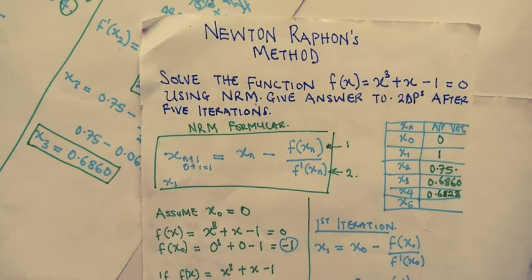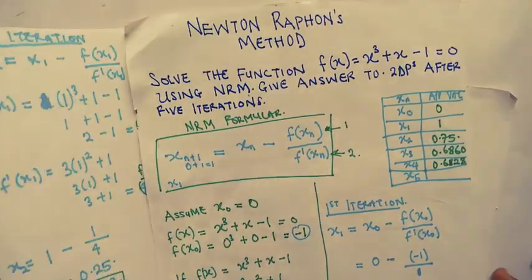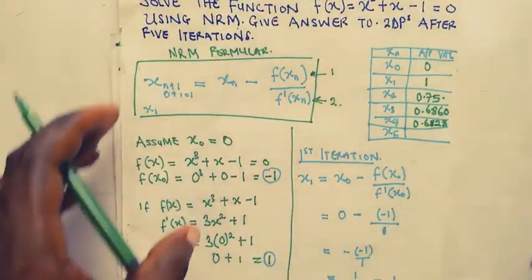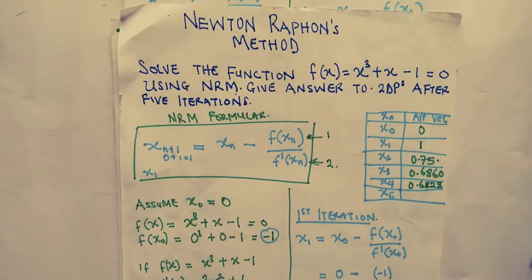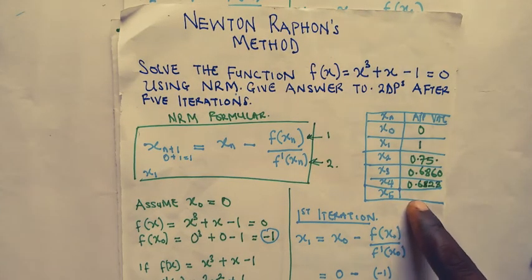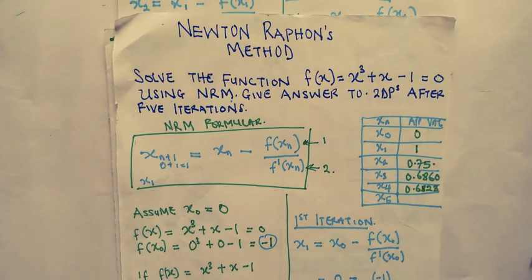0.6823. Now I'm going to stop there for today, and then we look at the fifth iteration, which I've left blank deliberately. I want you to give it a try and drop your answers in the comment section below. I will give a response when I see your comments.